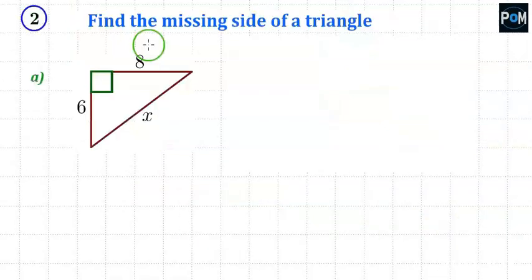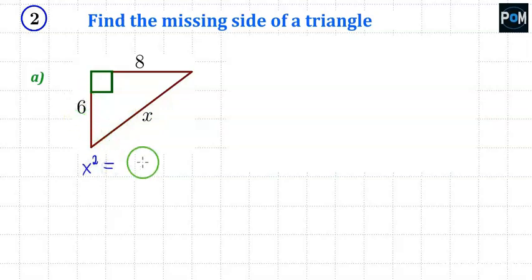In the second task, we have to calculate the lengths of sides marked with unknowns, that is letters. In example A, there's a right triangle. We have 6 and 8, and we have an x. We need to calculate this x. We'll use the Pythagorean Theorem here. We have a right angle, and from the right angle, we go opposite. Here we have the hypotenuse, which is x. We start from this x.